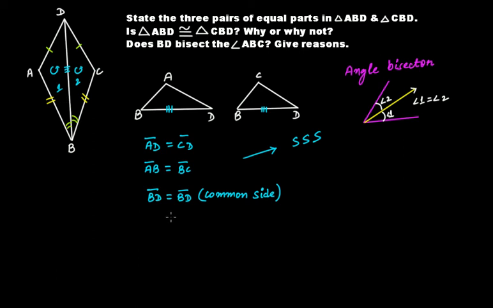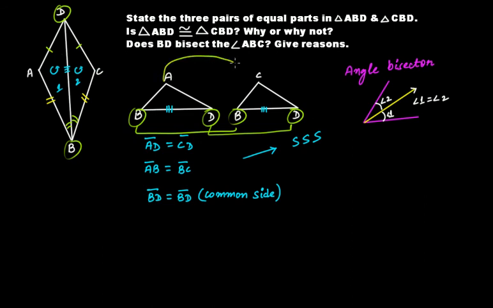From this one, you can clearly see what the corresponding vertices are. B is here, B is here, B is common. D is here, D is here, D is common. Of course, these were the corresponding vertices. And in this case, the third pair left is A and C. Therefore, A and C will be the corresponding vertices.